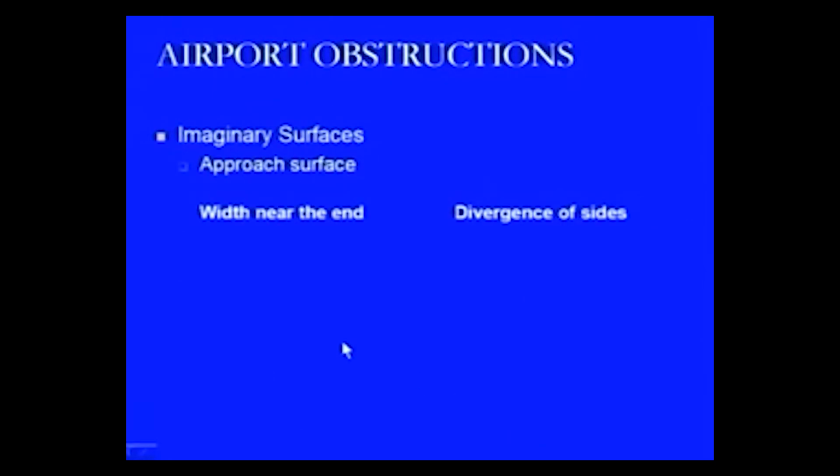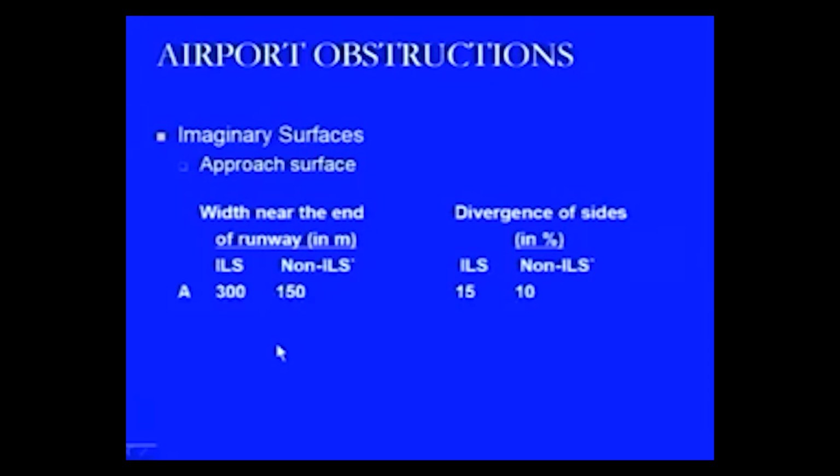Further, we have another thing, that is the width near the end of the runway and the divergence of sides in percent. That is what we have seen. At the end of the runway, the width of this approach surface remains the same as the width of the runway, but after that, as it diverges, how it is diverging and how much percent it is diverging, that is what we will look at. The width in the ILS condition for A category of airport is 300 and it is 150 meters for the non-ILS, and it is diverging at a 15% rate in ILS and 10% rate in non-ILS condition.